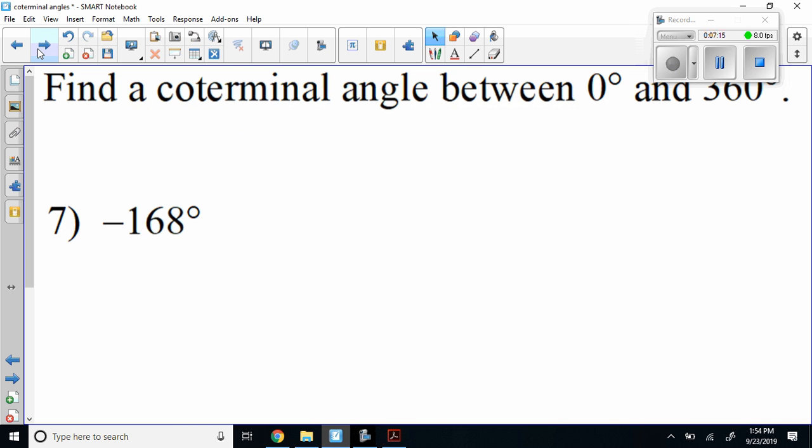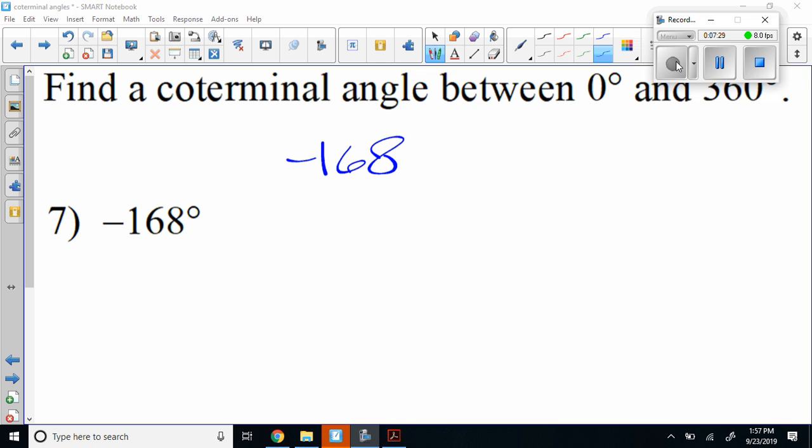Let's see what you do that. All right, negative 168. Is it between 0 and 360? No. So what do I do? We do what? Why are we adding 360? One, it's a negative angle to begin with, right? So, vanilla ice cream. Can't go wrong. Okay, so what does that give me?